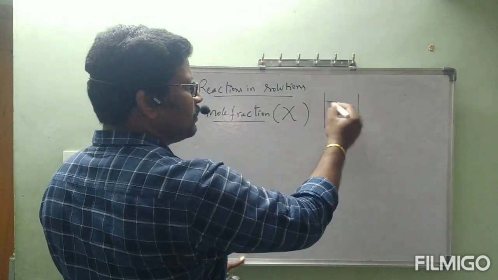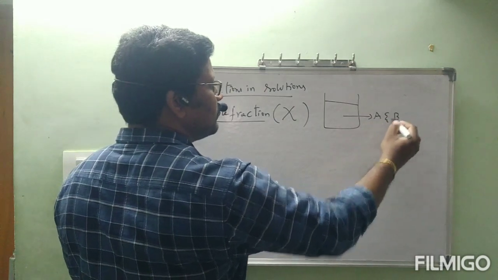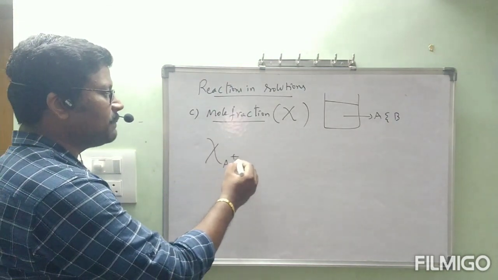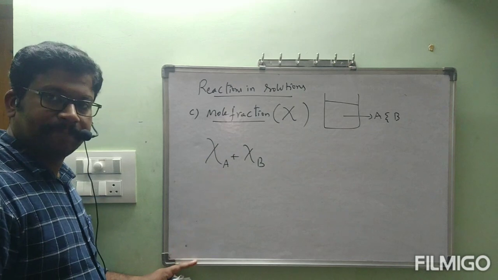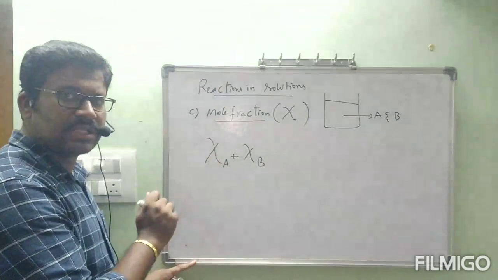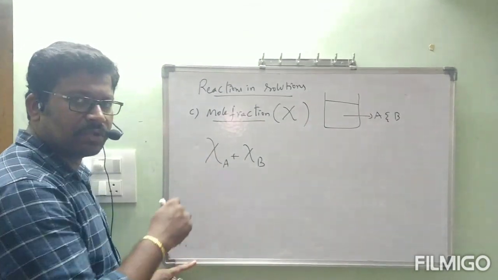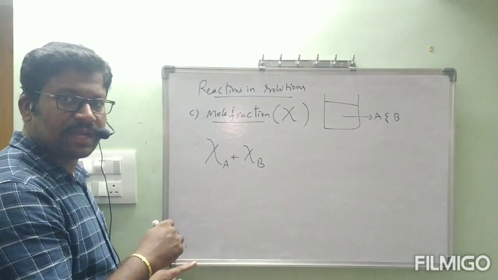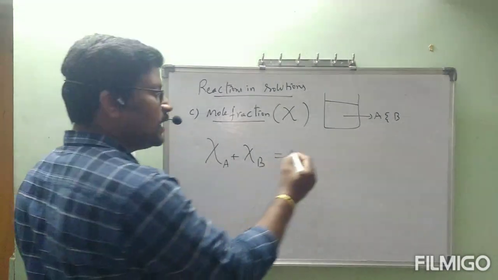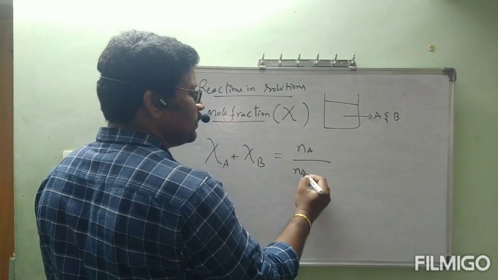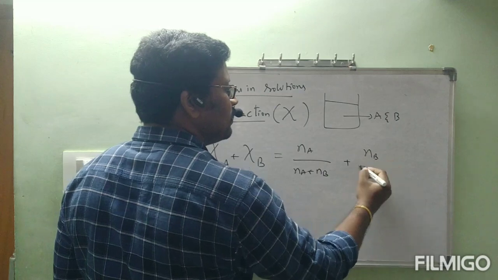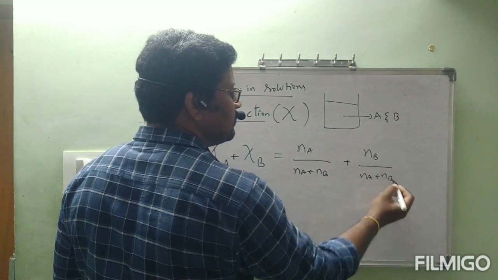We have a solution with components A and B, correct? A is called solute and B is called solvent. Now, mole fraction of A plus mole fraction of B. It has only two components, so mole fraction of A we can find, mole fraction of B also we can find. Now I am going to add both of them. Mole fraction of A plus mole fraction of B is equal to Na by Na plus Nb plus Nb by Na plus Nb, right?